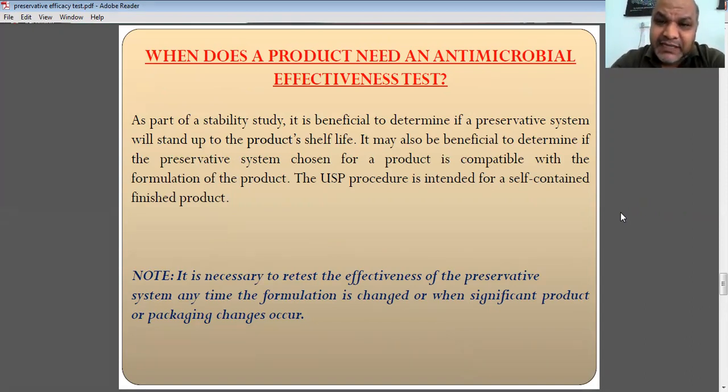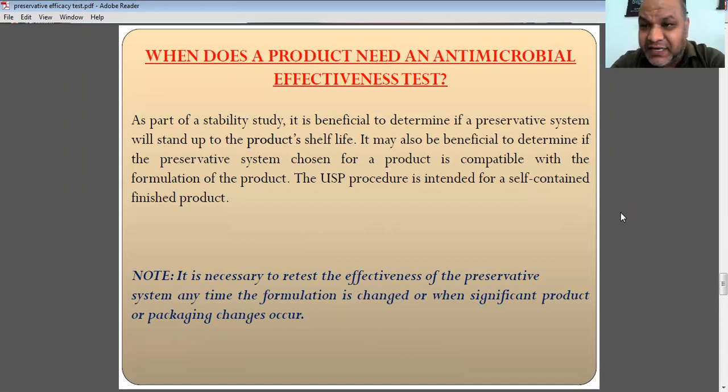As a part of a stability study, it is beneficial to determine if the preservative system will stand up to the product's shelf life. So it depends totally on the preservative system, what type of preservative system we are using for preserving the particular sample or its shelf life. It may also be beneficial to determine if the preservative system chosen for a product is compatible with the formulation of the product. If it is compatible, then only we can use the preservative. If it is non-compatible, then we have to restrict the use.